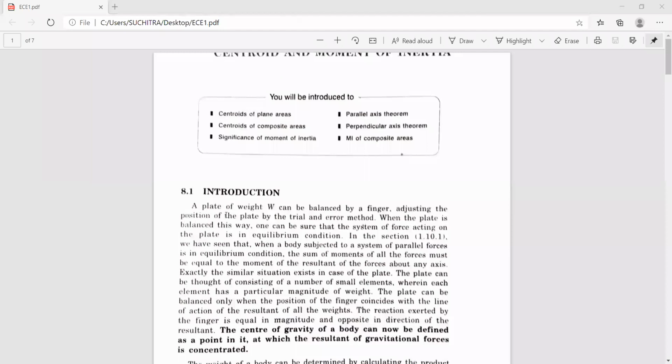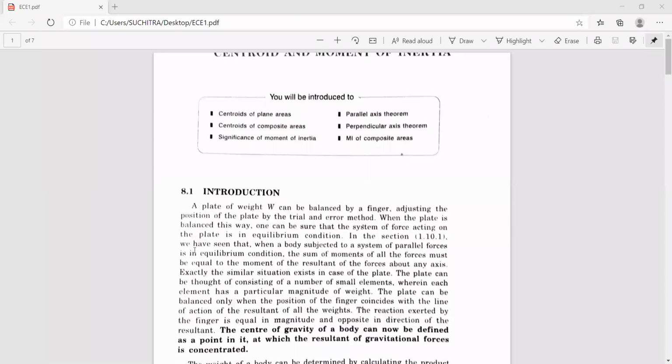Now, suppose a plate of weight W can be balanced by a finger by adjusting the position of the plate by trial and error method. So everybody can do this. If you take any book, you can balance that book on a finger by adjusting the position of the finger by trial and error. When the plate is balanced this way, we can conclude that the system of forces acting on the plate is in equilibrium condition.